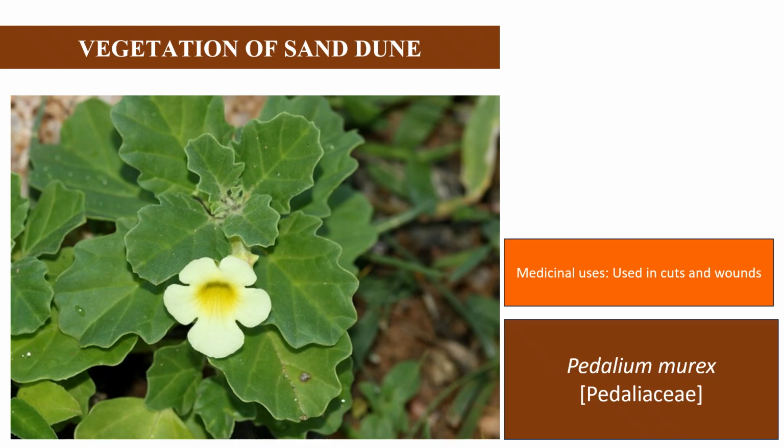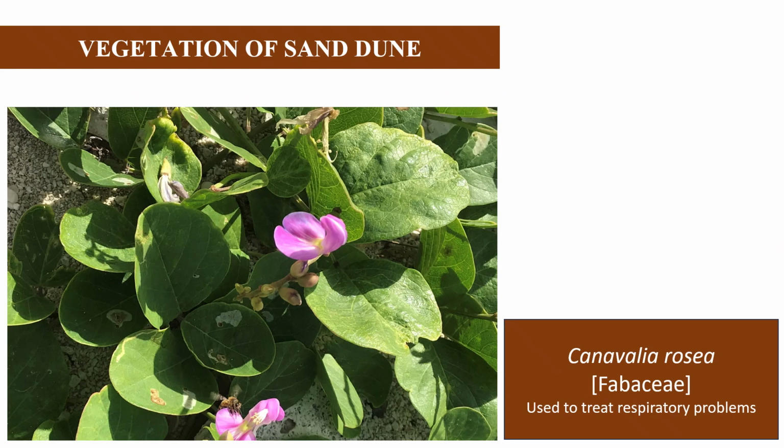The next plant is Pedalium murex, and this plant is used in cuts and wounds. So the plant is also important, because this plant you will not only find in the sand dune area, but also in the other coastal regions. The next plant is Canavalia rosea, and this is from the family Fabaceae, and you will find this plant in the sand dune, which is also useful to treat respiratory problems.